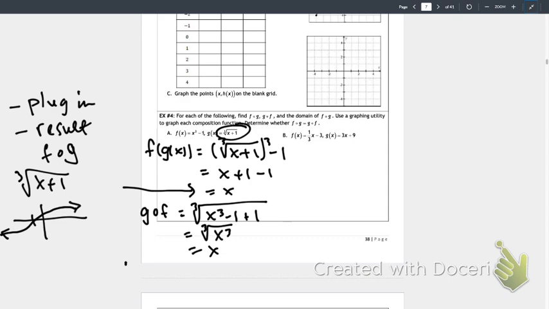And that's all real numbers for that. And then the domain for this right here would also be all real numbers. So my domain for this situation would be from negative infinity to infinity.